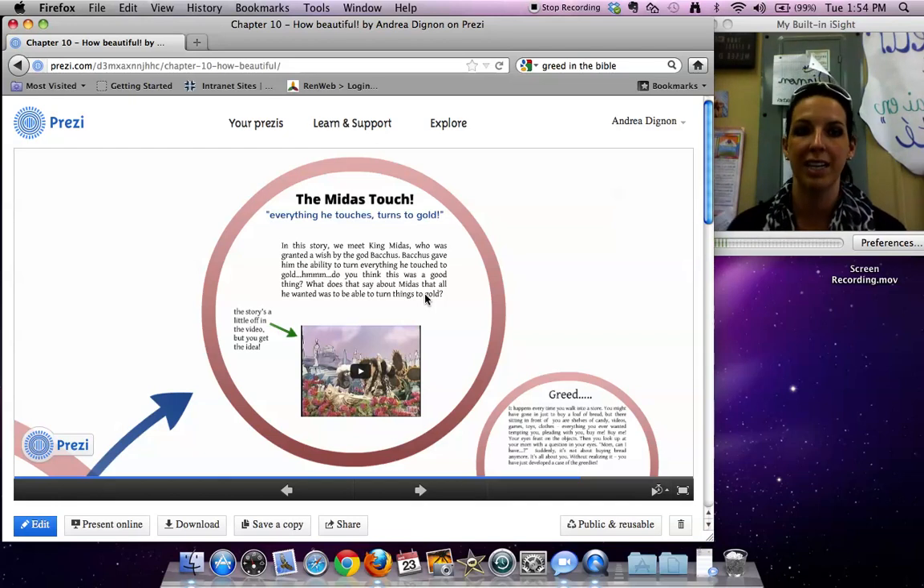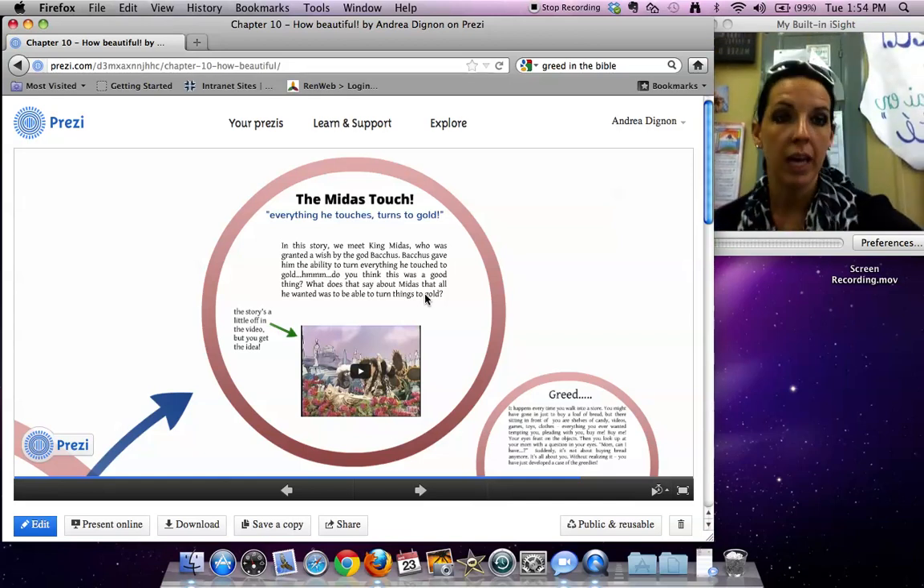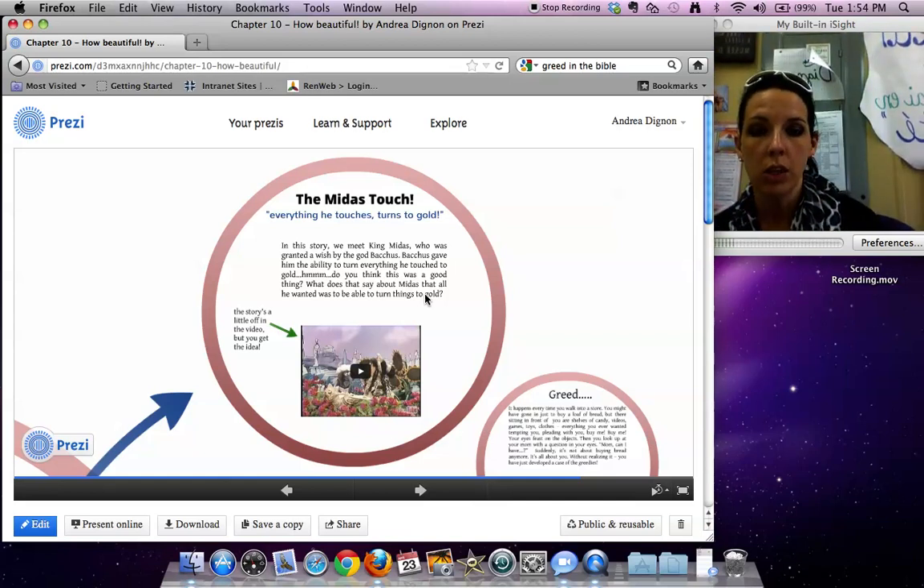The story of King Midas, who was granted a wish by the god Bacchus. He's also known as Dionysus. Bacchus gave him the ability to turn everything he touched to gold. Everything. Not even just a small amount of stuff, but everything. Everything he touched turned to gold. So, do you think that this was a good thing? I want you guys to read the story on page 63 and you tell me whether or not you think it was a good thing.